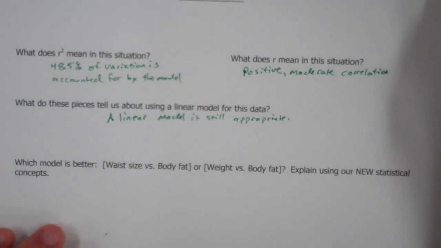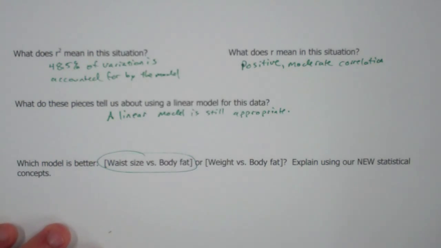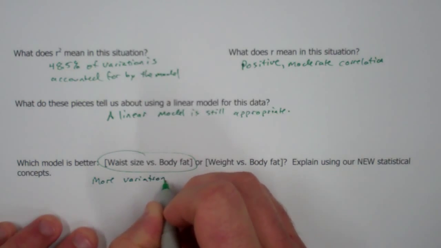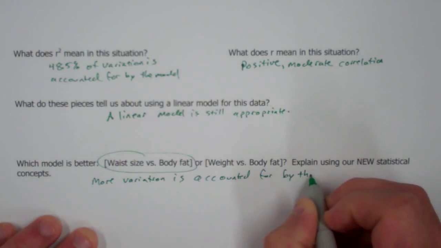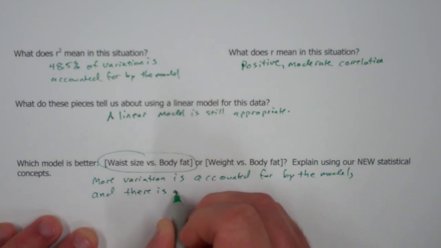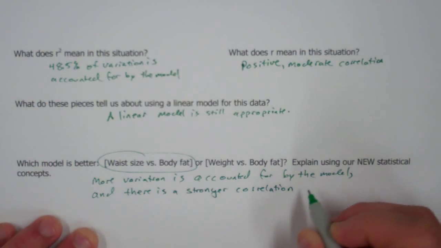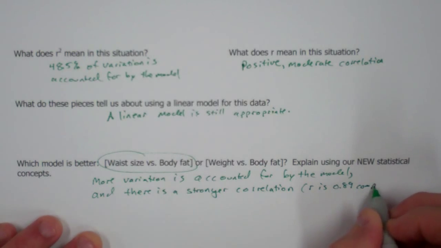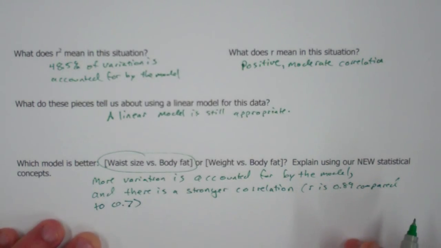So what we'll do here is we'll say which model is better. Well, it seems like waist size versus body fat is better, and more variation is accounted for by the model, and there is a stronger correlation. So we're looking at the R value. R is 0.89 compared to 0.7, and you could list that variation here for the top as well.